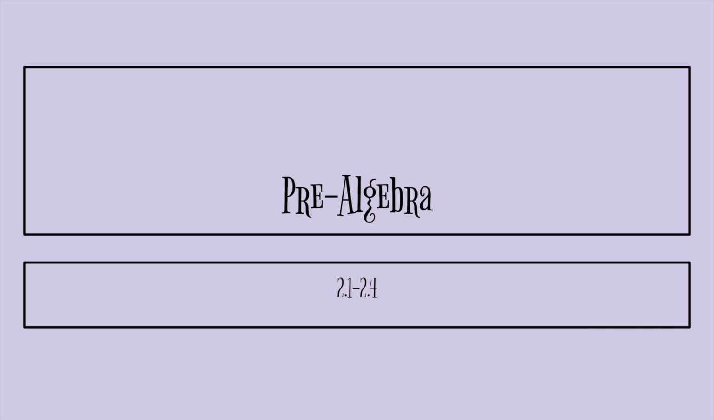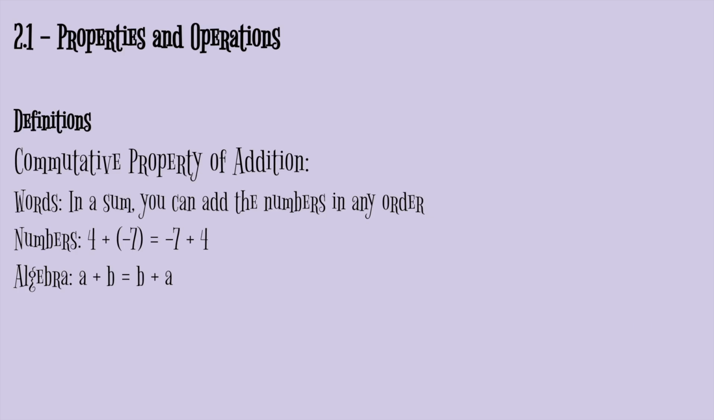Let's get started. Moving on to 2.1 on our properties and operations. First, defining the commutative property of addition. It states that in a sum you can add the numbers in any order. In numbers, it is such that 4 plus negative 7 is equal to negative 7 plus 4. Algebraically, A plus B is equal to B plus A.